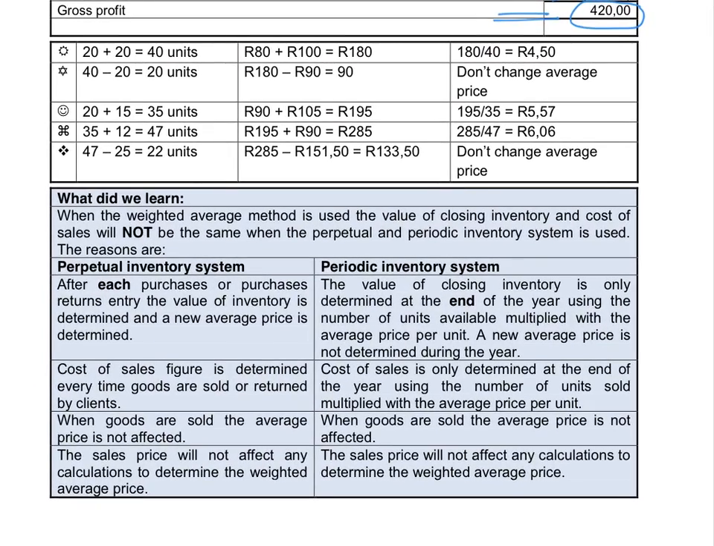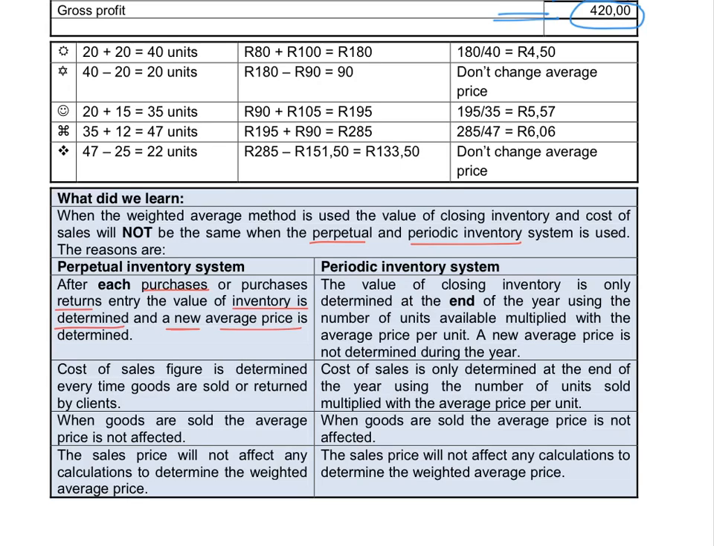So what did we learn today? When the weighted average method is used, the value of closing inventory and cost of sales will not be the same when you use the perpetual and the periodic inventory system. The perpetual inventory system, after each purchase or when you return goods to the creditors, the value of the inventory is determined to determine how many goods you have left over and what is the value of those goods, and a new average price is determined.